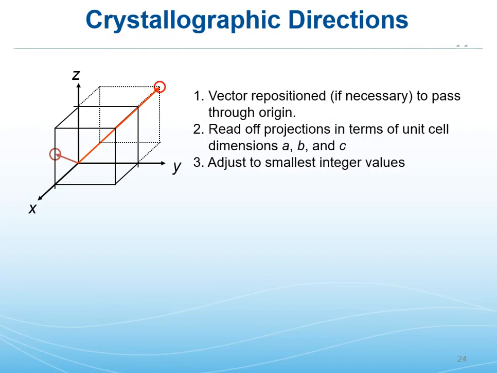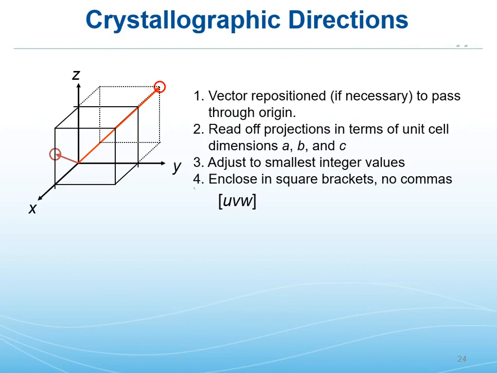Then you're going to normalize to the smallest integer value. So if you are drawing a vector from the origin to say 1/2 a, you'll end up just dividing by 1/2 so that you have everything expressed as an integer and enclosed in square brackets with no commas. So that's different than the points. So if you see just numbers separated by commas, you know somebody's talking about a position in a crystal.